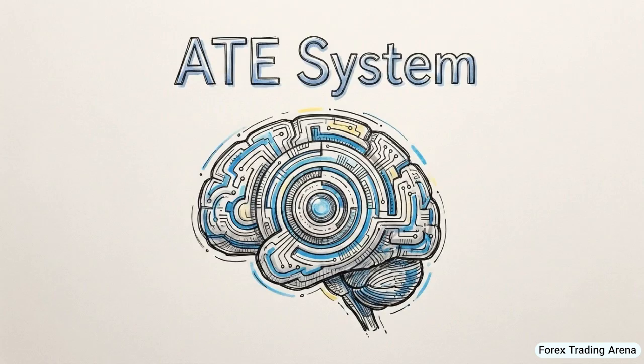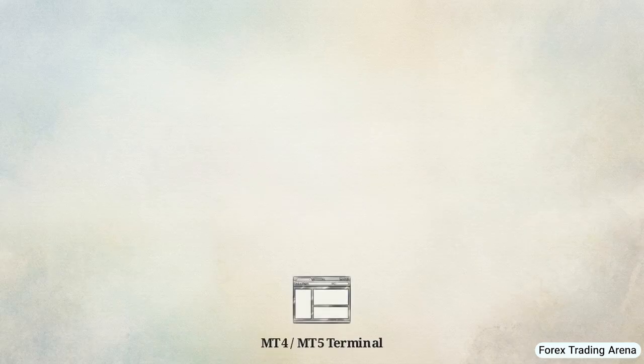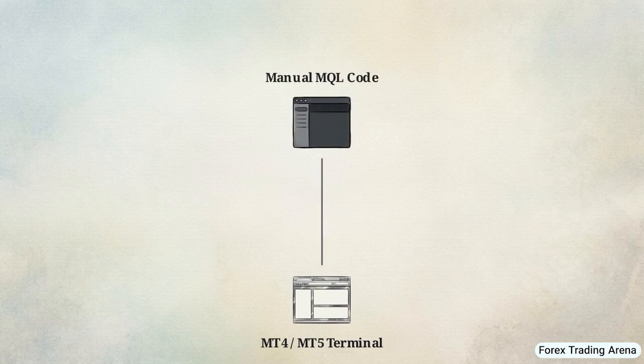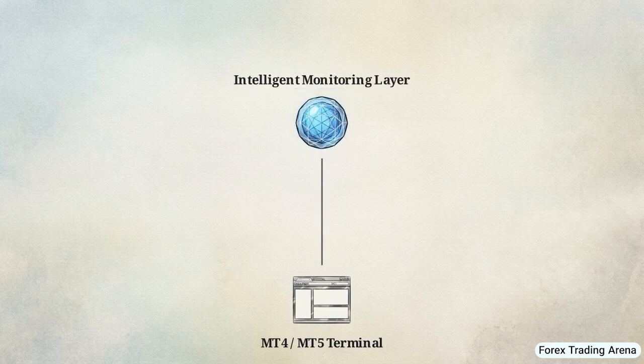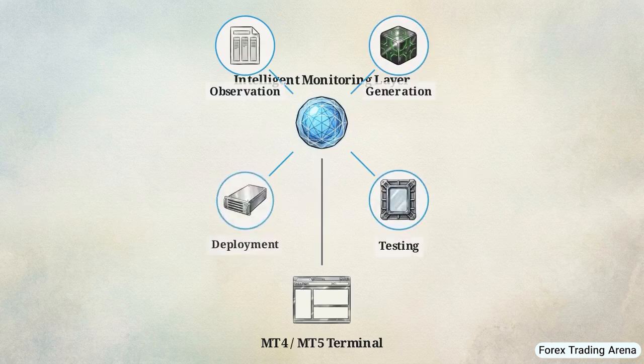The Autonomous Trading Engineer, or ATE, is designed to break this bottleneck entirely. Instead of forcing a human to type out explicit parameters, the ATE operates on an observe and create model. A multi-layered agentic AI architecture sits directly over the MT4 or MT5 terminal, replacing the traditional code editor with an intelligent monitoring layer. It manages the entire Expert Advisor lifecycle through 4 distinct phases: observation, generation, testing, and deployment.